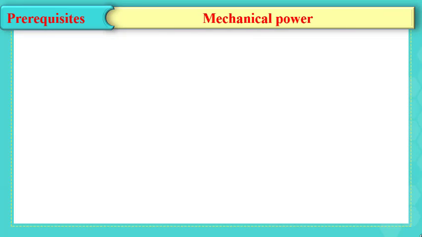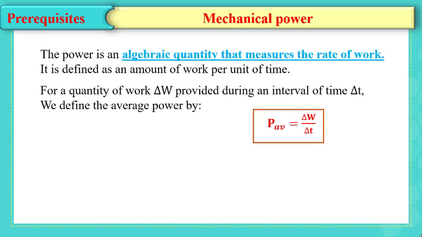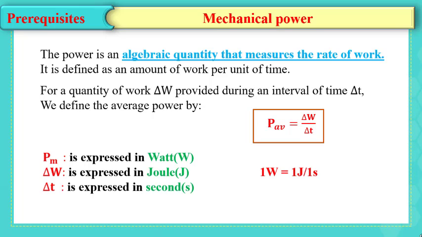Mechanical power. The power is an algebraic quantity that measures the rate of work. It is defined as an amount of work per unit of time. For a quantity of work, delta W, provided during an interval of time, delta T, we define the average power by P average equals delta work over delta T. Power is expressed in watt, delta work is expressed in joules, delta T is expressed in seconds.